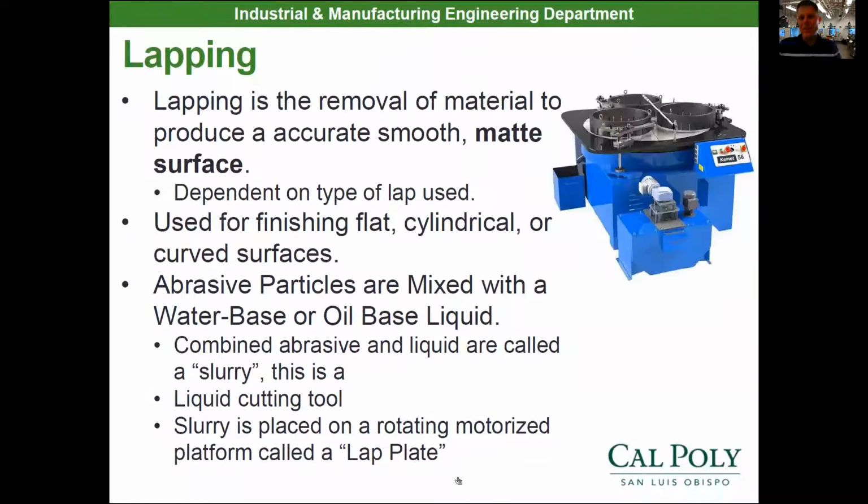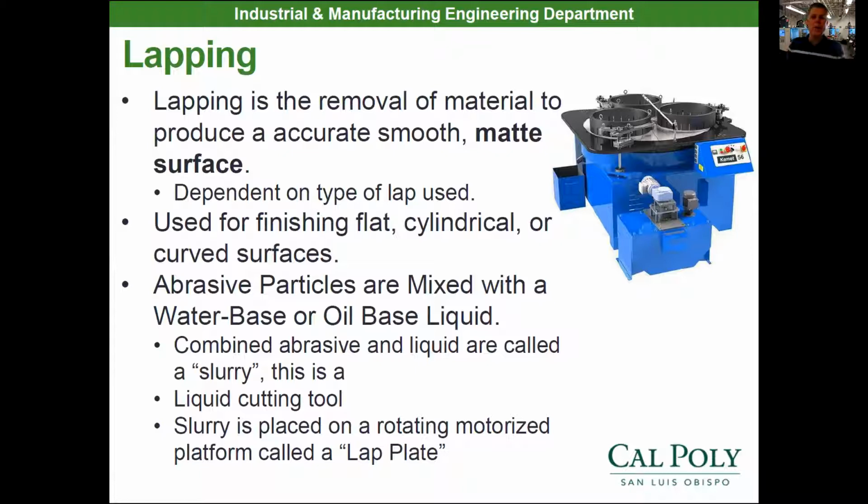Now, the last one we're going to talk about, the abrasive manufacturing process that gives us the best surface finish and the tightest tolerances ever possible, is called lapping. So lapping will produce an accurate, smooth, matte surface on your part. It could even be a polished surface depending on the type of lap compound used. So I can finish flat, cylindrical, or curved surfaces using lapping. There are different processes for curved surfaces versus flat, or a different type of tool and how you lap it. But other than that, the process is the same in terms of how it works.